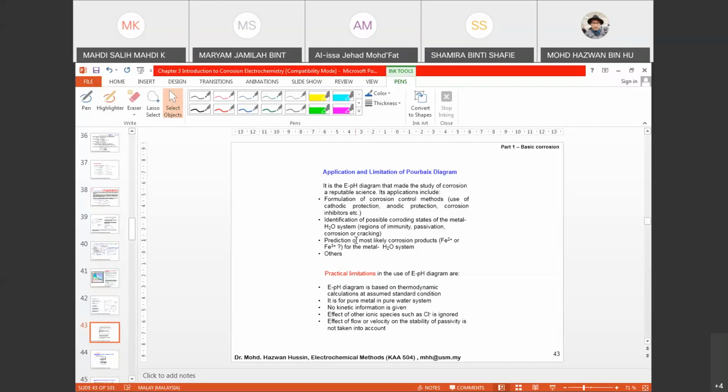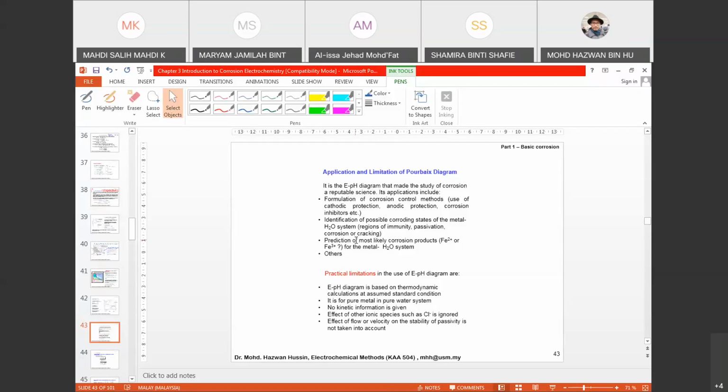Right. So it is also used for the identification of possible corroding states. If you want to know whether it forms Fe2+ or Fe3+. If you have aluminium, you also have a different set of Pourbaix diagram. Okay. It can also give a prediction of the corrosion products and other types.